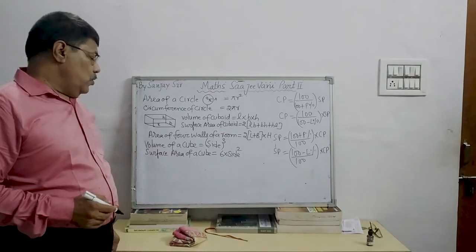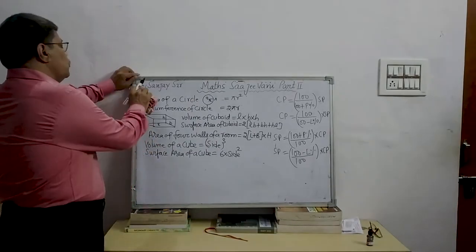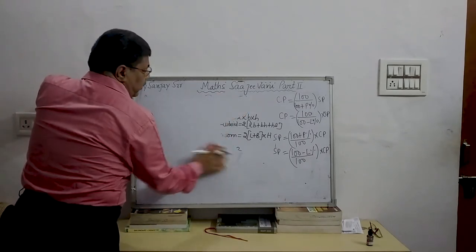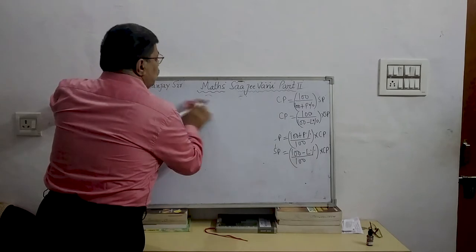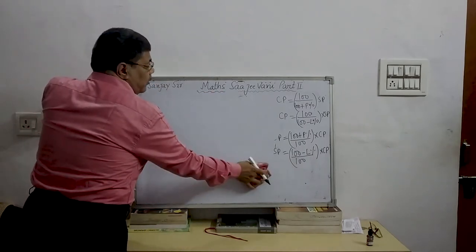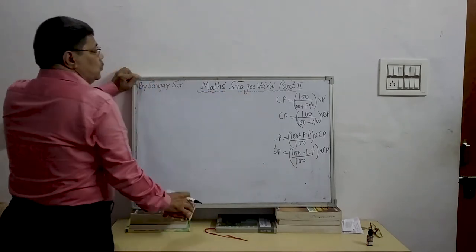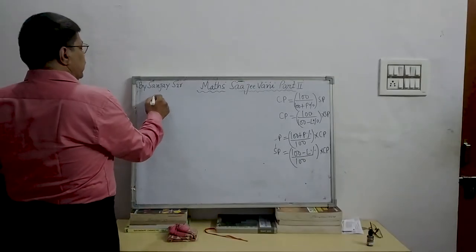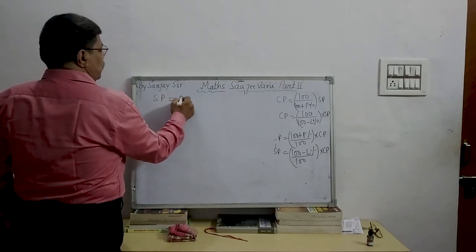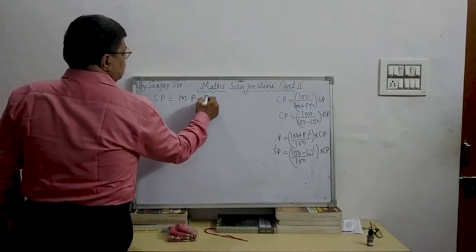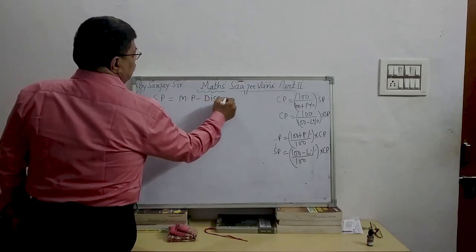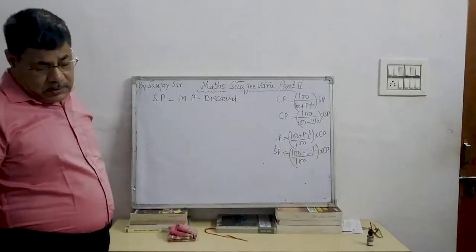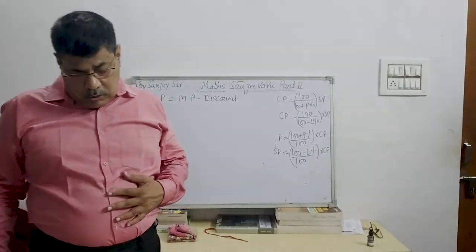Clear? Now questions based on discount. What is the formula for finding that out? I'm going to tell you how you will find out the SP when there is a discount. So SP, selling price, equals marked price minus discount. This is the formula, and discount is always calculated on the marked price. Is this clear to you?